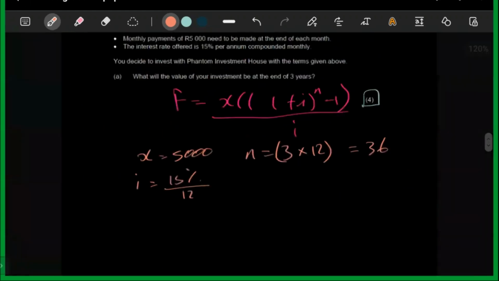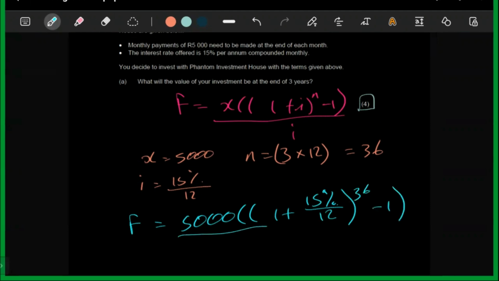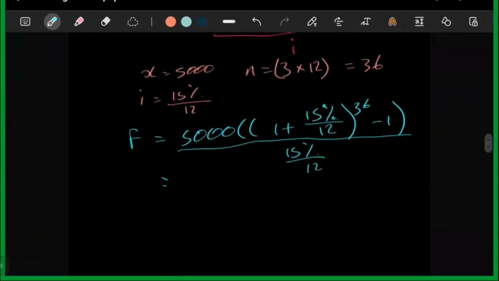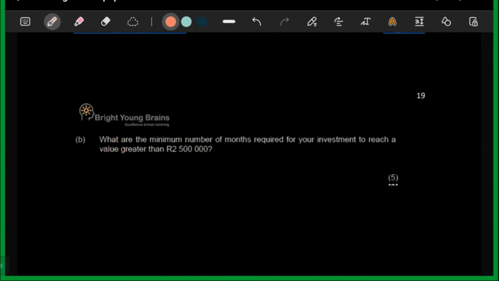Now we can just solve for F by putting everything into the equation first, and afterwards we're obviously going to put it into our calculator. On my side, I do write down the percentage symbol in the calculator, and then I just put over 12 there. So just be careful of that. 15% over 12. Let's see what this gives us in the calculator. Everything in the calculator here is giving us 225,577.53. That's a simple 4 mark question.